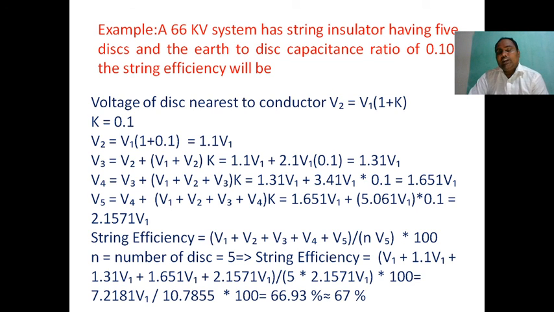Whatever number of insulators they give, you don't need to worry about that. Using this equation, if you use V3, that is equal to V2 plus (V1 plus V2) of K. If you use V4, that is equal to V3 plus (V1 plus V2 plus V3) of K. So irrespective of the number of insulators, we use this equation, which is the standard equation. V5 is equal to V4 plus (V1 plus V2 plus V3 plus V4) of K. So what you get is a string efficiency of 67 percent.